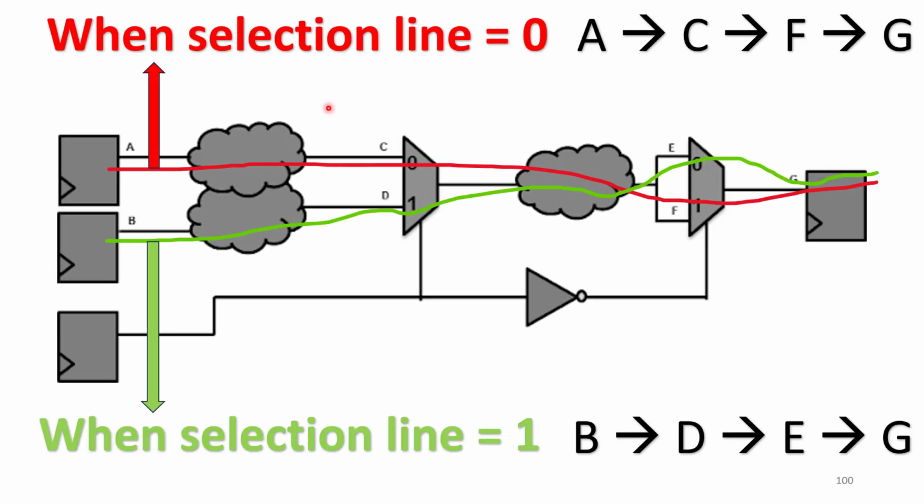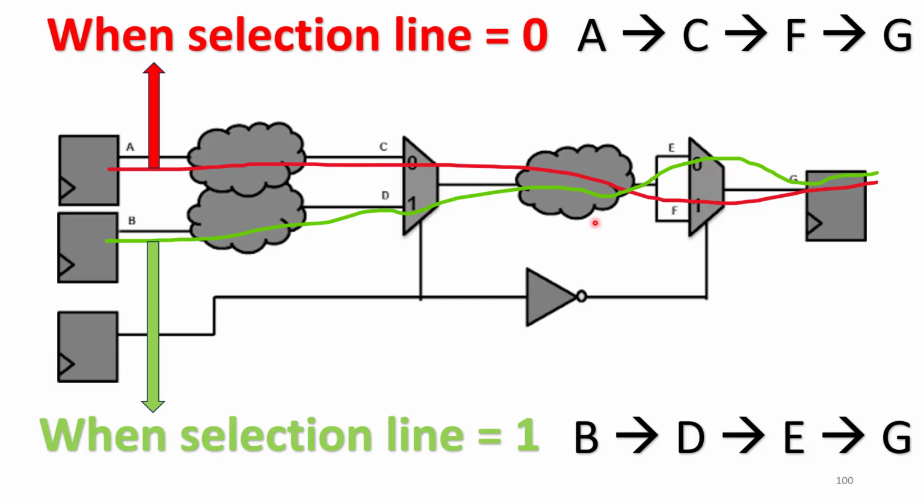So these are the two cases which I have mentioned. There exist two paths: when selection line is equal to 0, there exists a path as shown here, ACFG, the red colored one, whereas when selection line is equal to 1, this green colored path exists, that is B, D, E and G. So these are the two cases which exist when selection line is equal to 0 and 1.